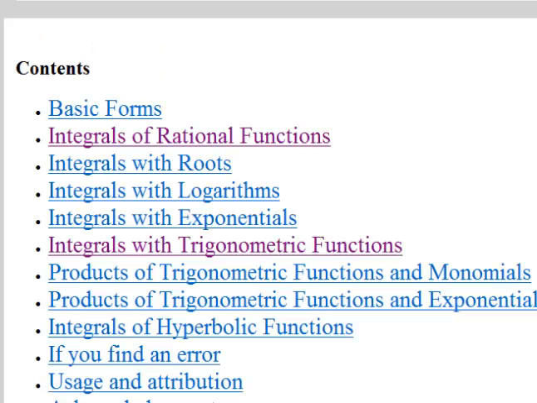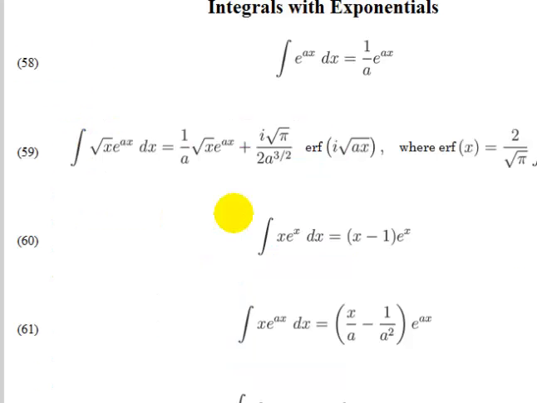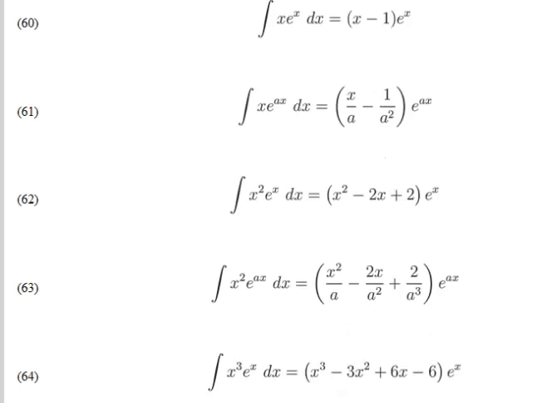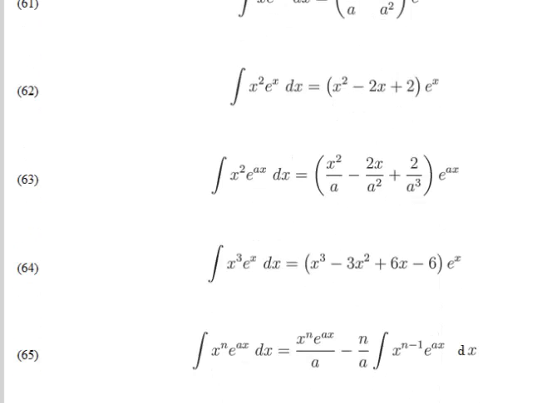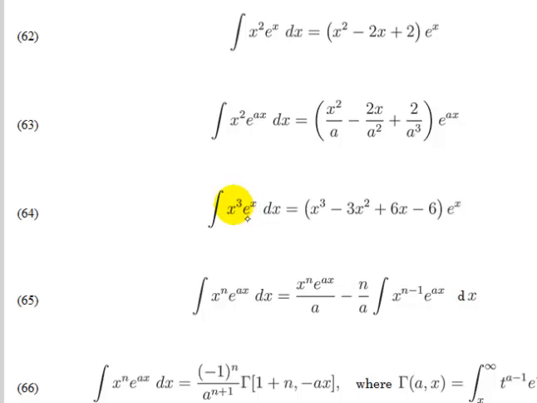And as we see that, we're going to want to pick integrals with exponentials. And then we're going to scroll down through these looking for this power of x and then e to the something x. Now here's an x e to the ax but no power on it. And as I move down through here, I see an x cubed e to the x, and I see an x to the n e to the ax. So I actually could use either one of these, but looking at this one, then this involves another integral.